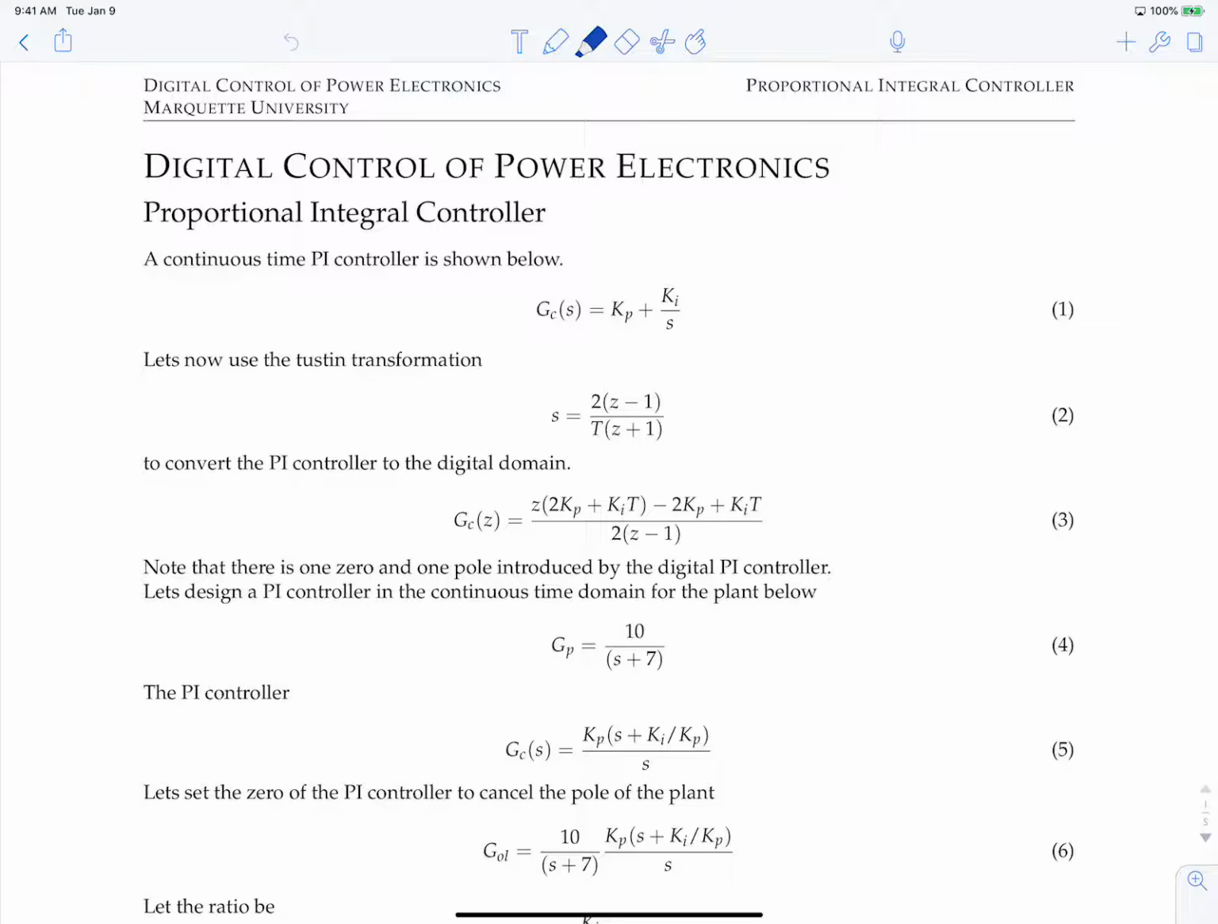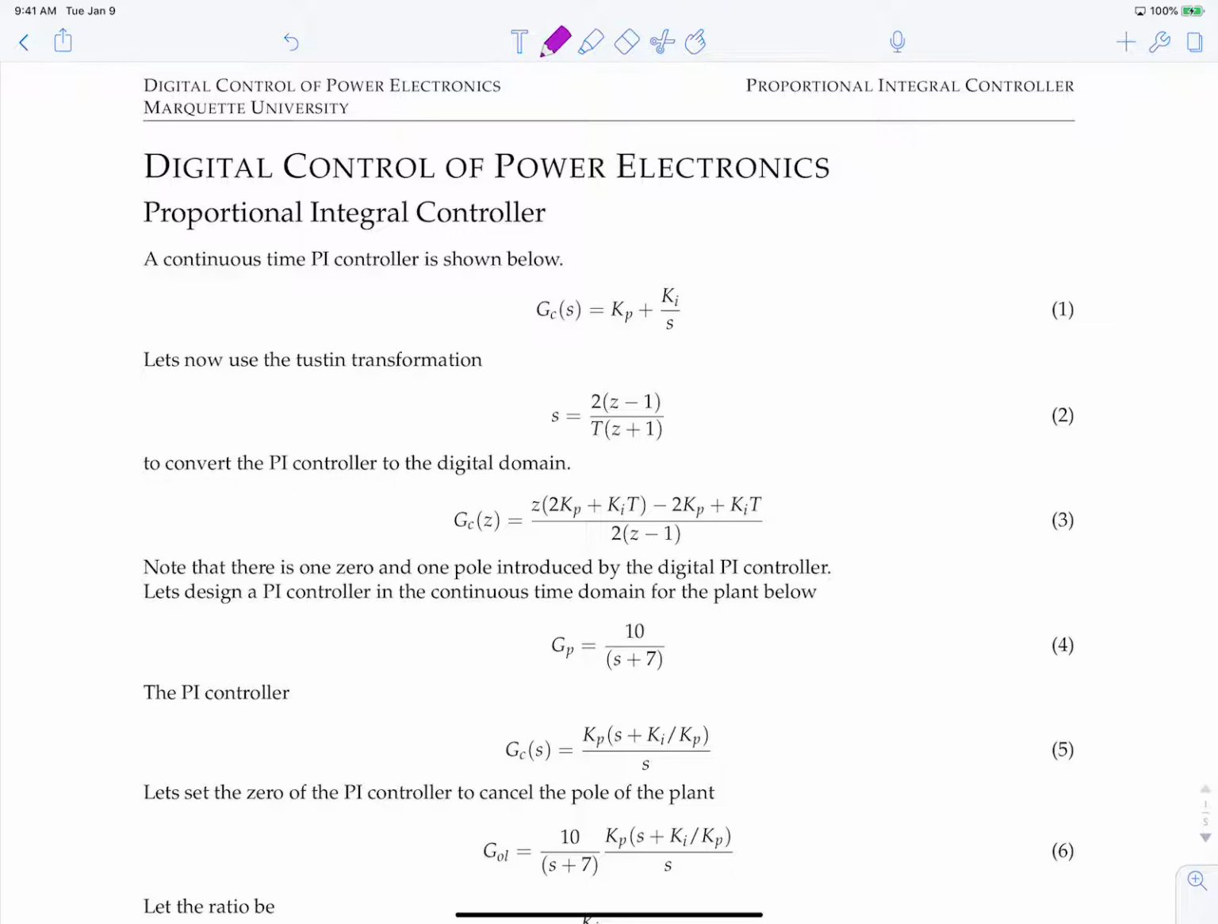In this section, we're going to talk about the PI controller, or better yet, the proportional integral controller. In the frequency domain, we have a proportional gain, Kp, and we also are integrating with a gain for the integrator, Ki by S. That's what it looks like in the S domain, or the Laplace domain, for a PI controller. So equation 1, we have our PI controller.